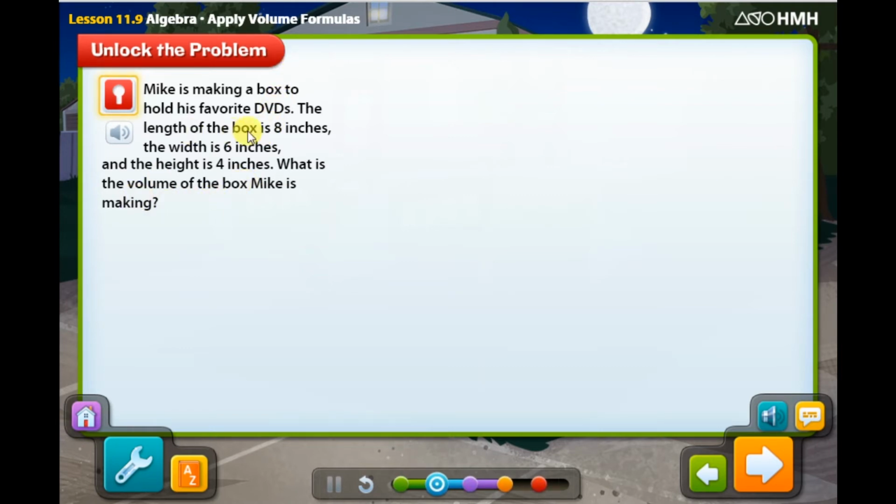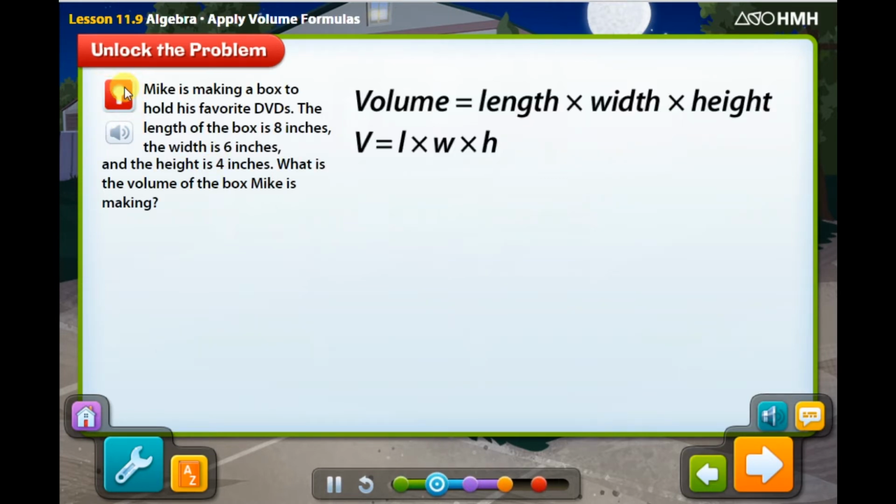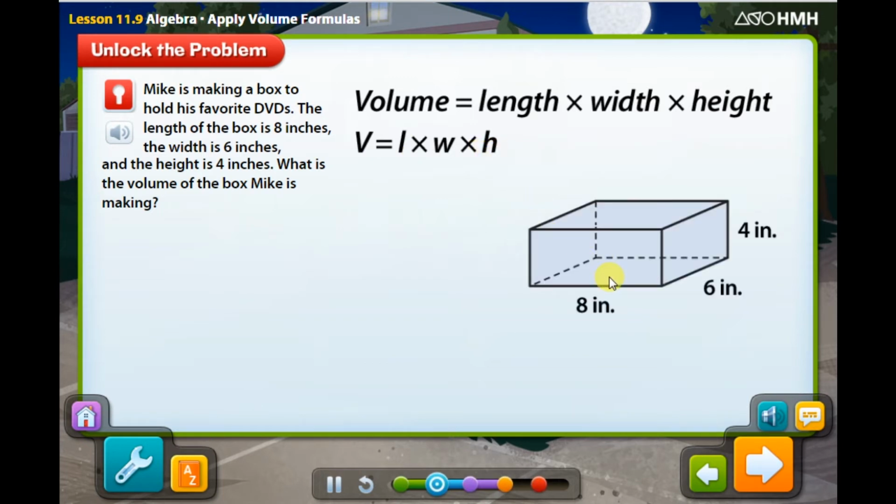So, first, find the area of the base, with dimensions 8 times 6. Then multiply by the height to find the volume. So, let's unlock this question. You can use a formula to find the volume of a rectangular prism. Volume equals length times width times height, or V equals L times W times H. The first step is to identify the length, width, and height of the rectangular prism. What is the length of the prism? So we can substitute length, or L, with 8. The length is 8 inches.